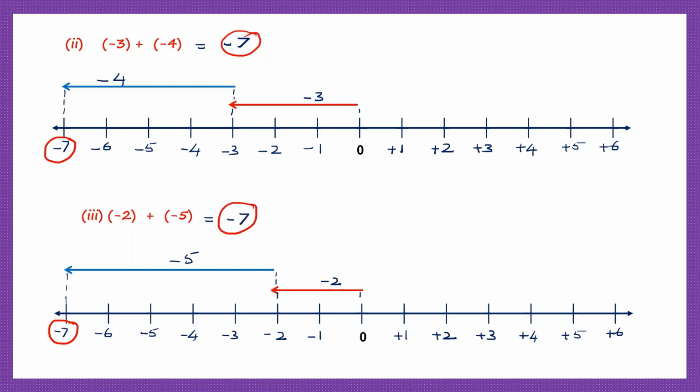Now let's check our answer here also. When signs are the same, put the same sign and add. 2 plus 5 is 7. So we've got minus 7 here and we've also got minus 7 on this number line. So both these answers are correct.